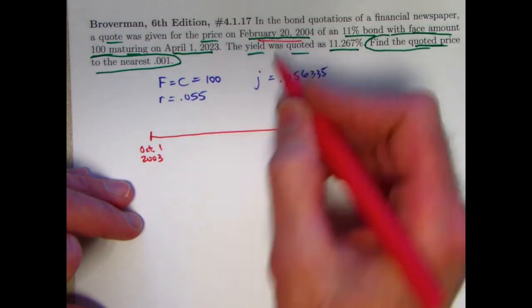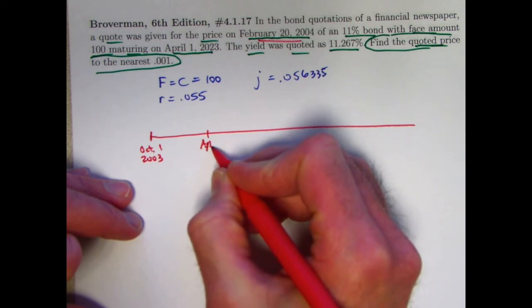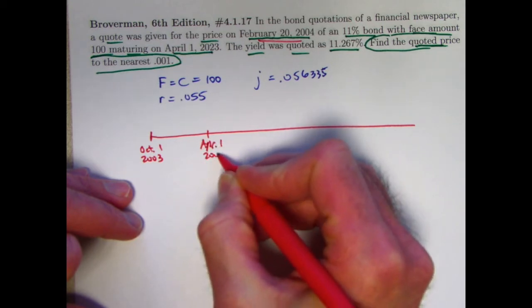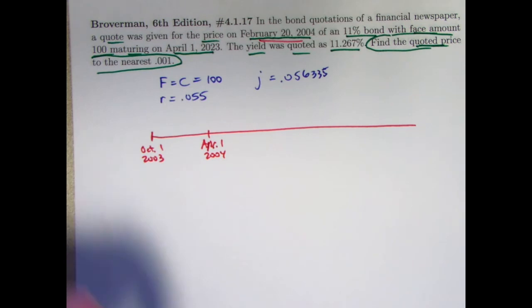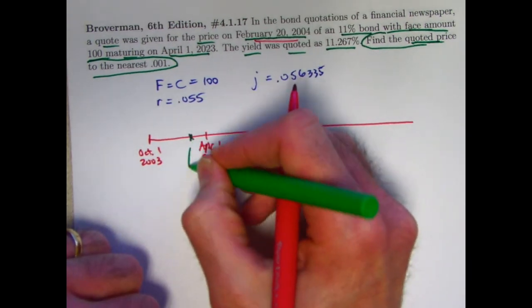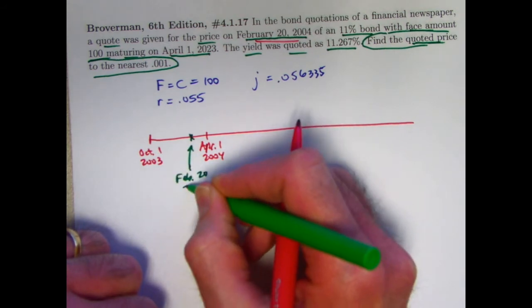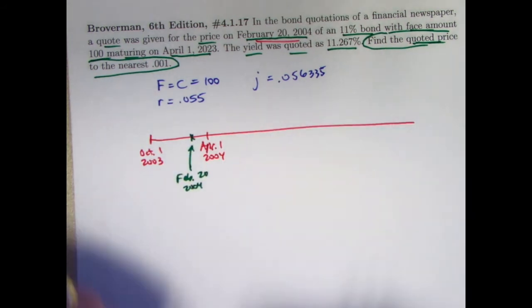The next coupon payment, evidently, since these are half-year payments, will be April 1st of 2004. The moment in time that we're at is right about here, February 20th, 2004. We are between coupon payments.